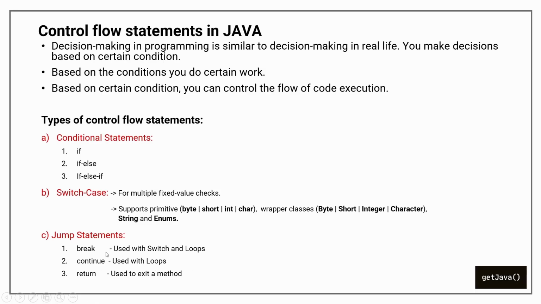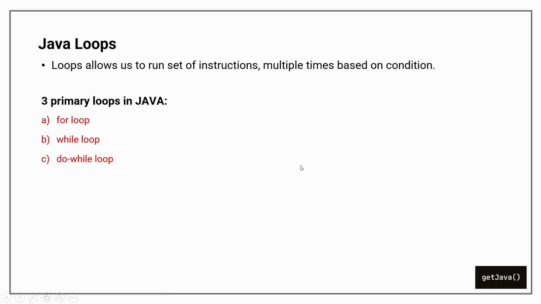Usually jump statements are not used alone. They are either used inside switch cases or inside loops. So we will be seeing these remaining ones inside loops. So let's get started. What is a loop?